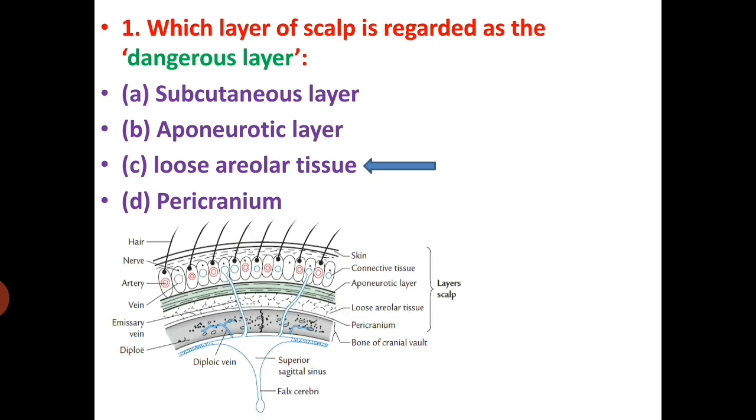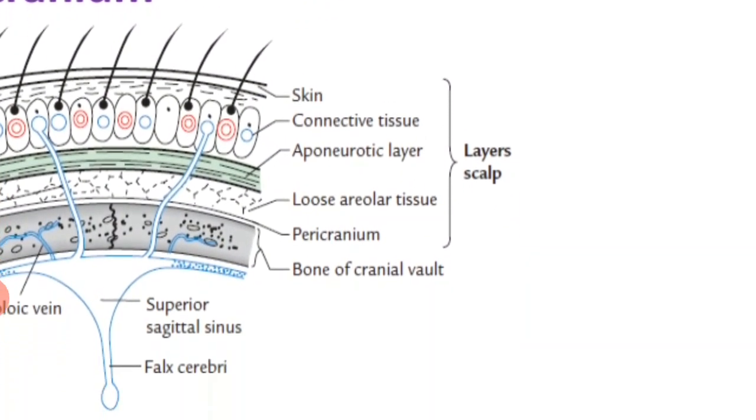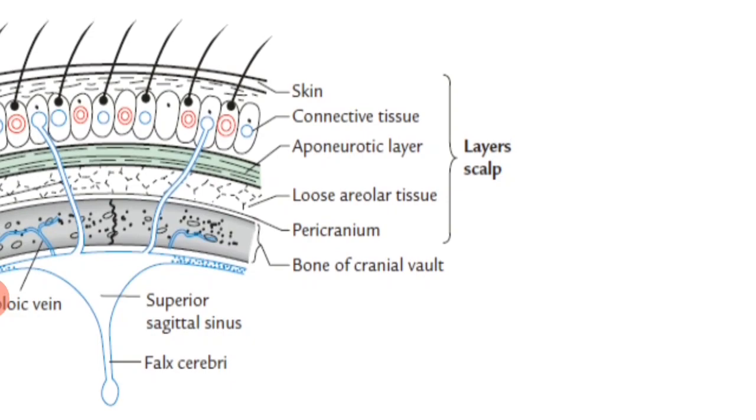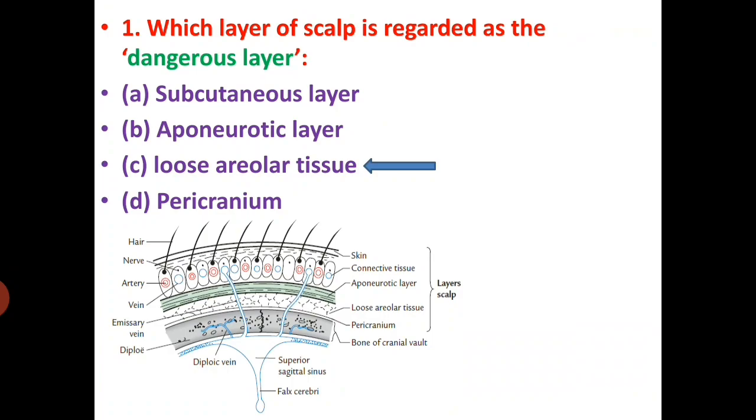So with this image you can see the layers of the scalp. There are 5 layers of the scalp. You can remember with its mnemonic, the name itself, SCALP. In this image, the first layer is known as the skin. The second layer is the connective tissue. Third layer, aponeurotic layer. Fourth layer, loose areolar tissue, and then pericranium. So these are the 5 layers of the scalp.